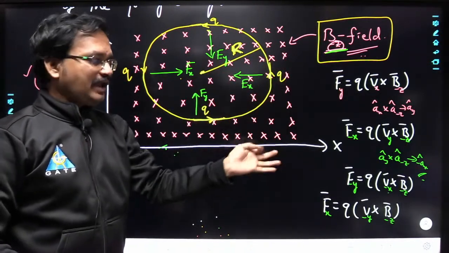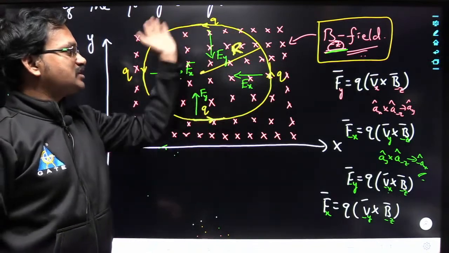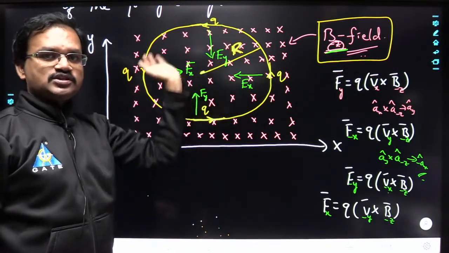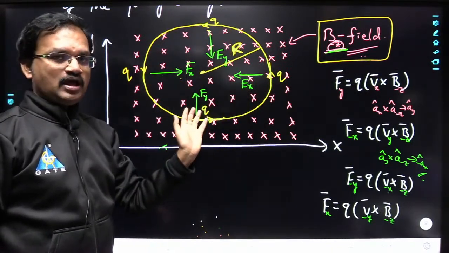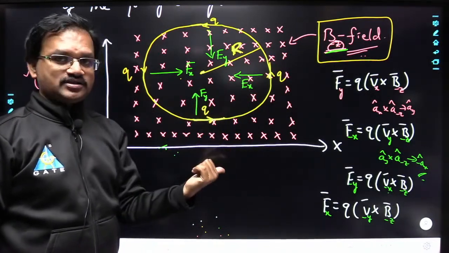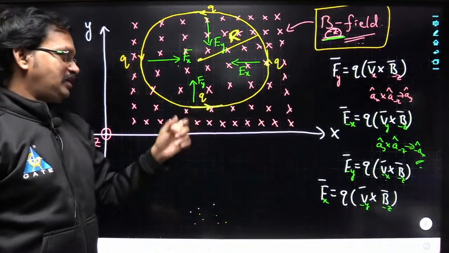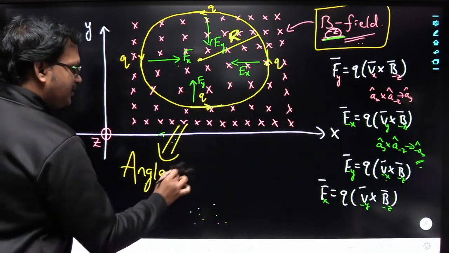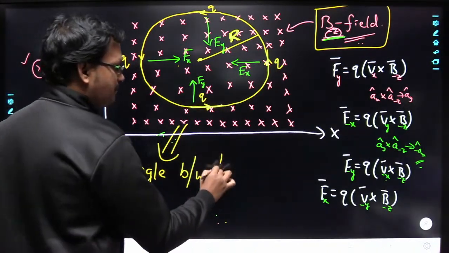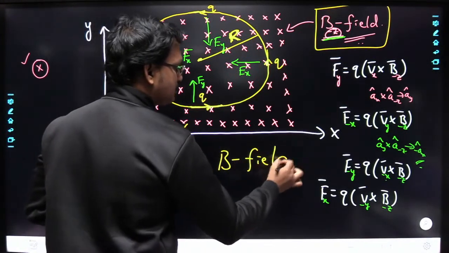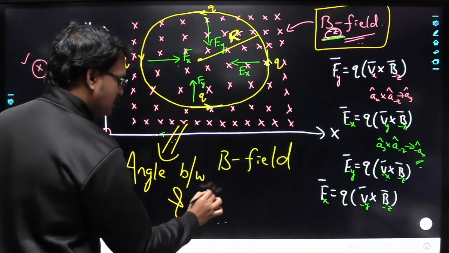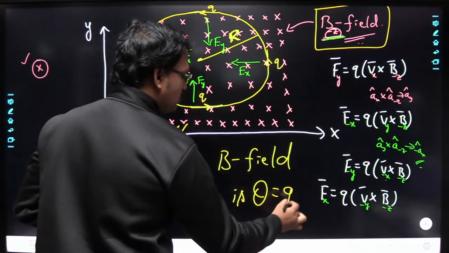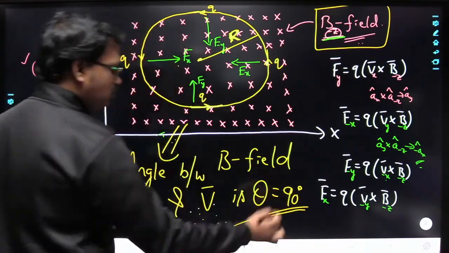That means what is the angle between the velocity of the charge and B field here? The velocity of the charge is only in the xy plane, which means it is going to have only x and y components, right? And the B field is in the negative z direction. So the angle between the B field and velocity is how much here? Theta is equal to 90 degrees.